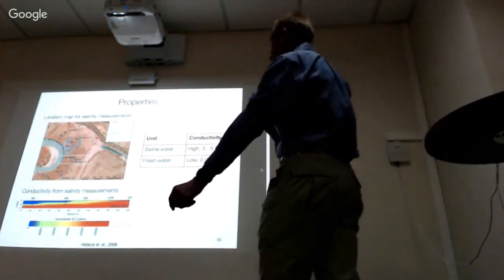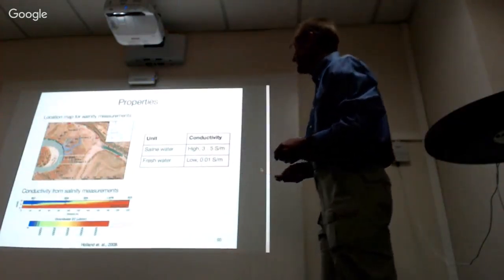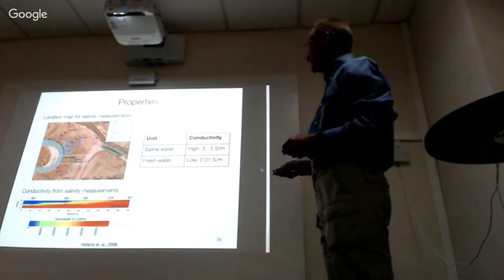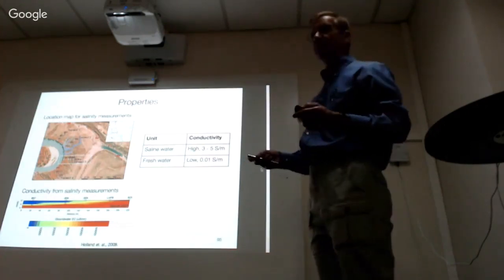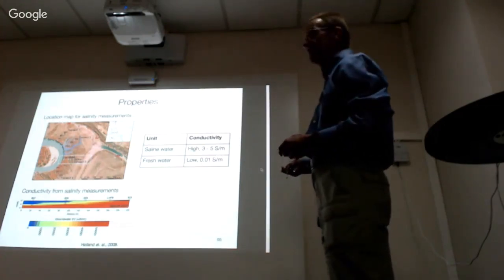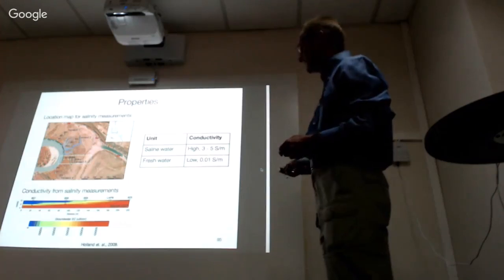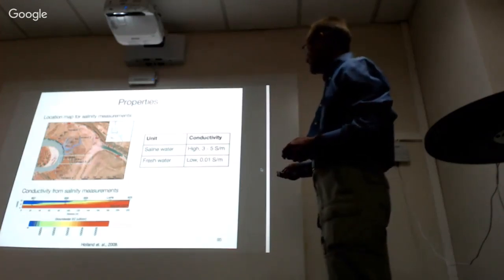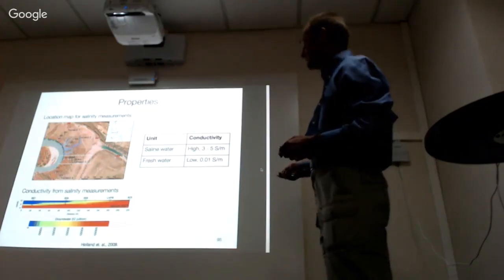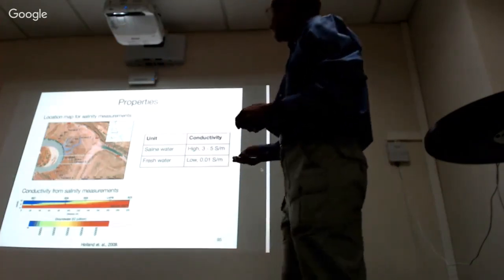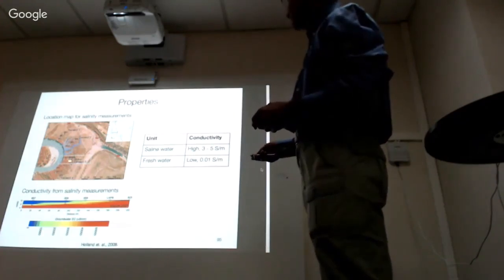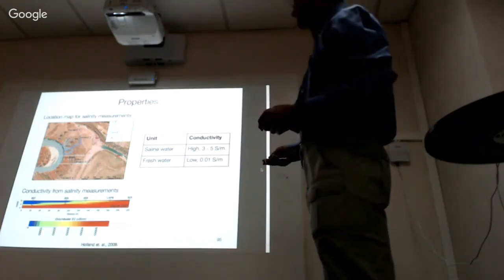So you're going to try to think about doing an electrical resistivity experiment. The major ticket items here have to do with fresh water and salt water. So saline water is 3 to 5 Siemens per meter. Fresh is 0.01 Siemens per meter, so it's quite resistant. So that was along this transect here.